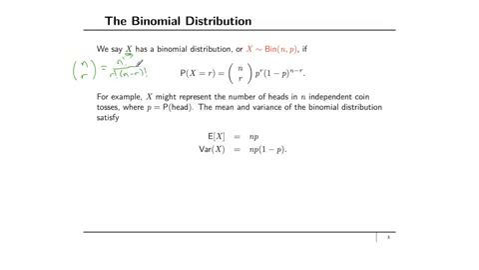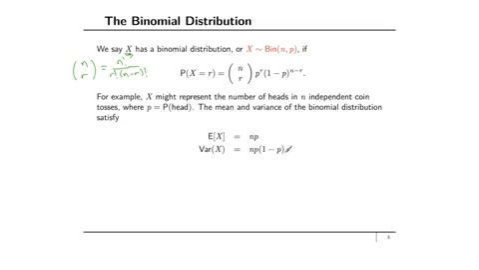So the binomial distribution arises, for example, in the following situation. Suppose we toss a coin n times and we count the number of heads. Well, then the total number of heads has a binomial distribution. And we're assuming here that these are independent coin tosses, so that the result of one coin toss has no impact or influence on the outcome of other coin tosses. The mean and variance of the binomial distribution are given by these quantities here. So the expected value of X equals np, and the variance of X equals np times 1 minus p.